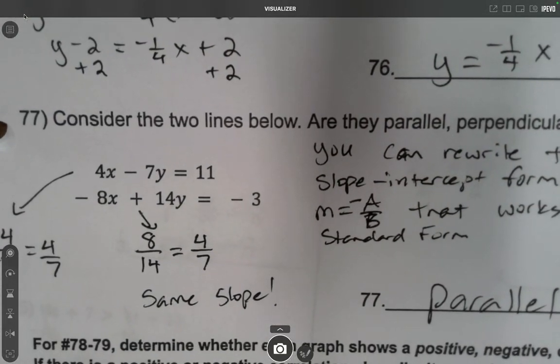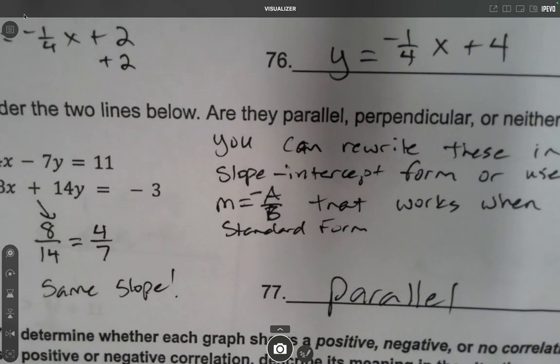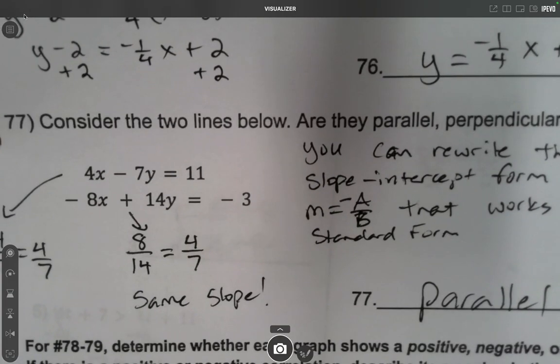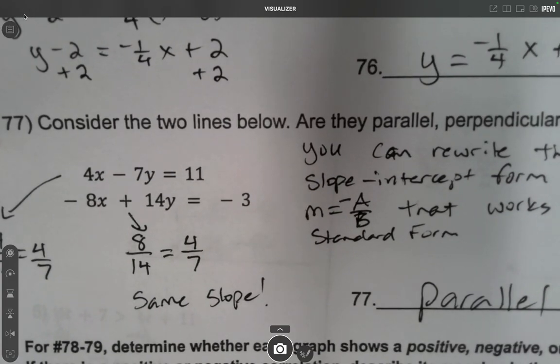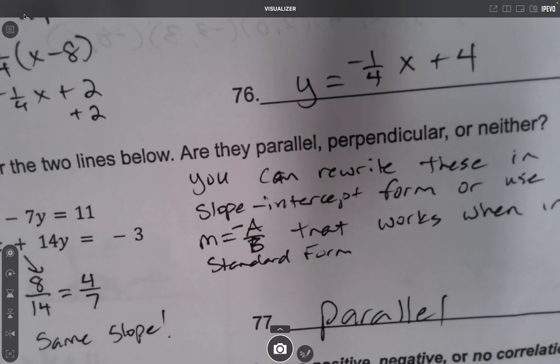77. Consider the 2 lines below. Are they parallel, perpendicular, or neither? So this is where you have to remember the definitions. Parallel means the same slope. Perpendicular means they are opposite reciprocal slopes, flipped over and change the sign. If it's neither, then it's neither.